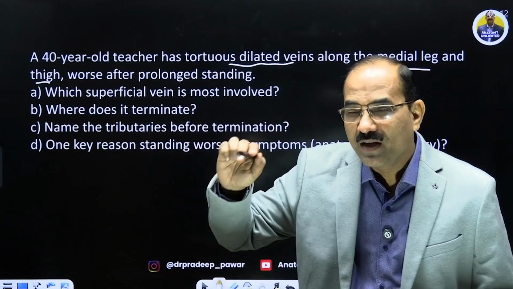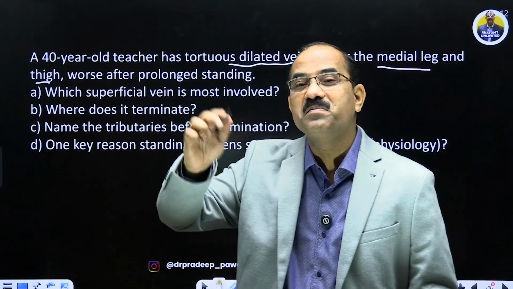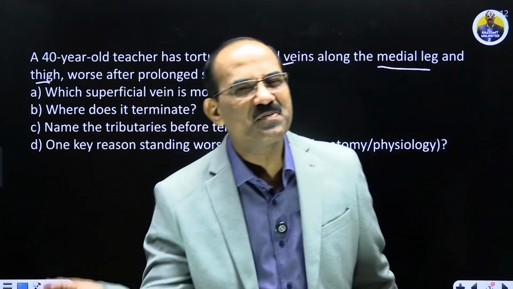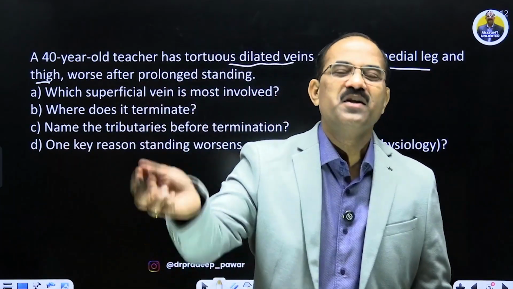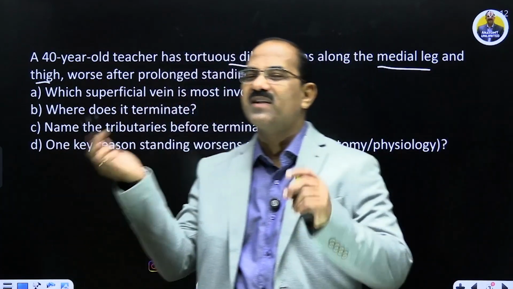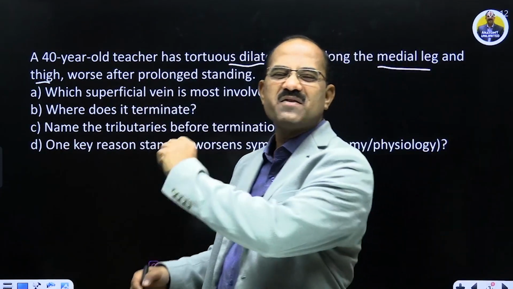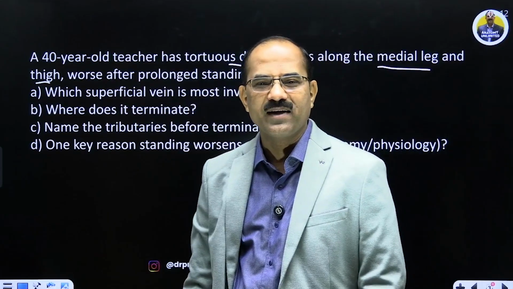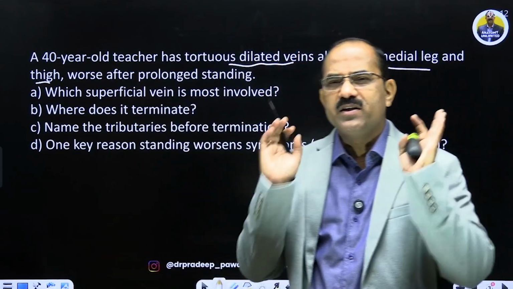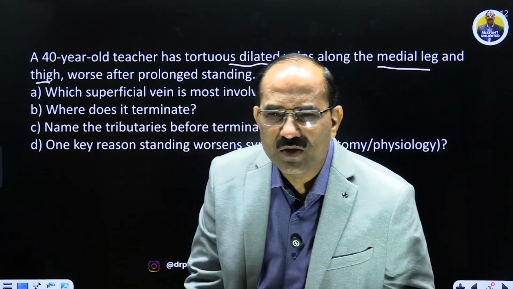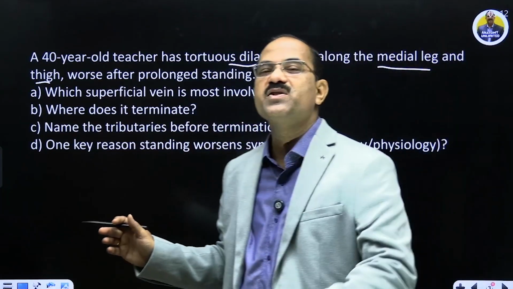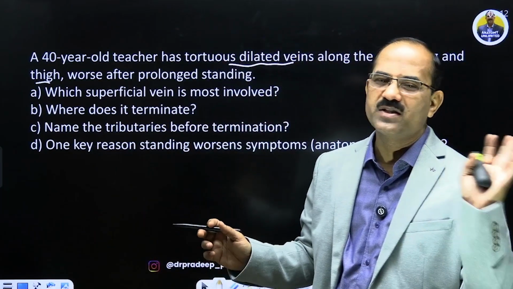Medial aspect of the leg and the thigh पे वो कौन सी बड़ी vein है? That's the great saphenous vein. Lateral aspect of the leg, short saphenous vein. So medial aspect पे great saphenous, lateral aspect पे होती है अपनी short saphenous vein. And worse after prolonged standing. So tortuous dilated veins है, 100% varicose veins है, medial aspect of the leg and the thigh है तो great saphenous vein होगा, lateral aspect है तो short saphenous vein.